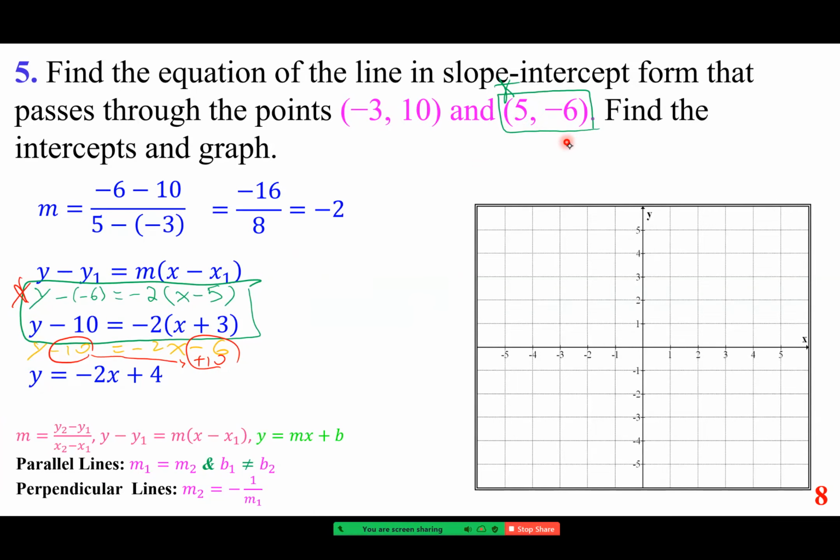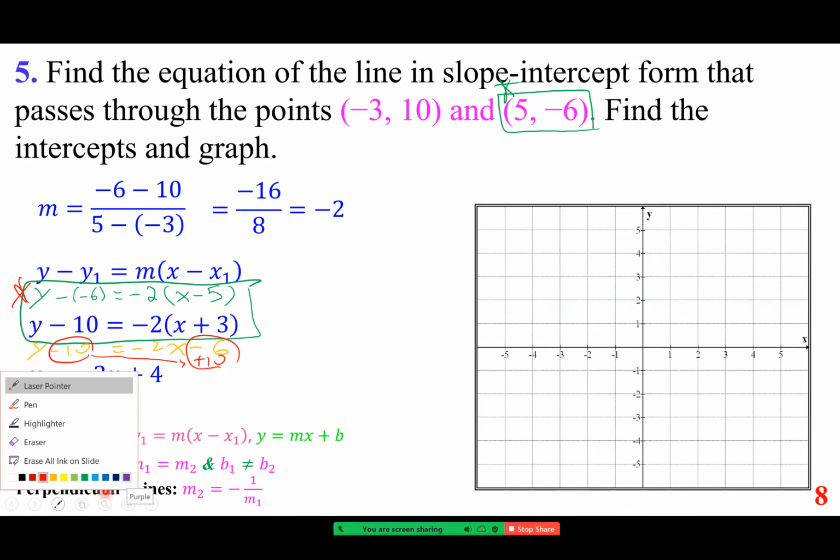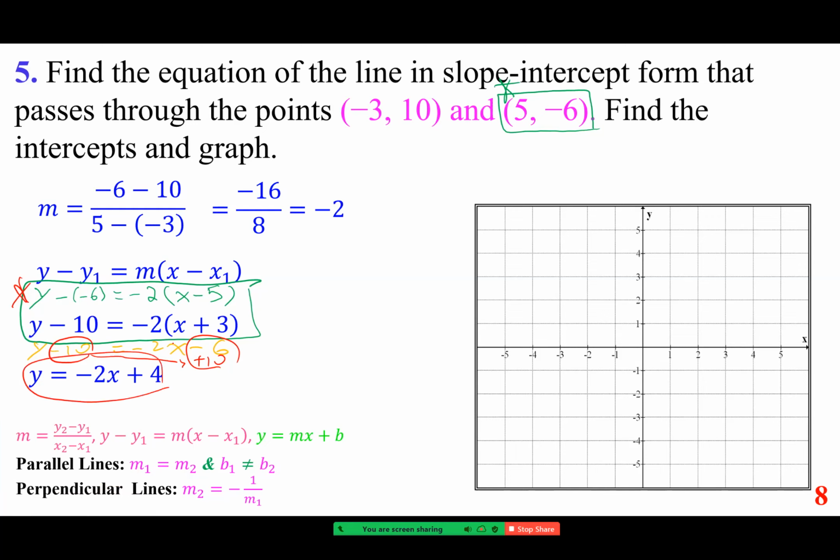I'm going to show you because this is extremely important. So you would check with this, which means y is equal to, and I'm going to put a question mark because we are checking, minus 2 times x, which is 5, plus 4. And as you can see, it does check. And that's the idea. So you can use one of those pairs and then check it with the other pair.